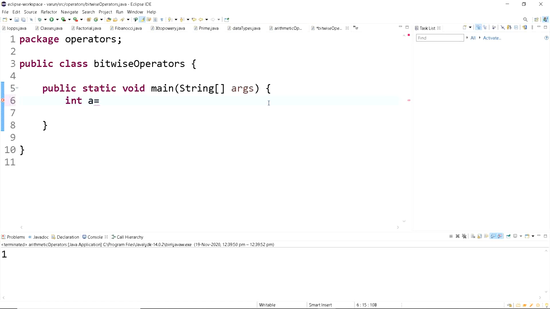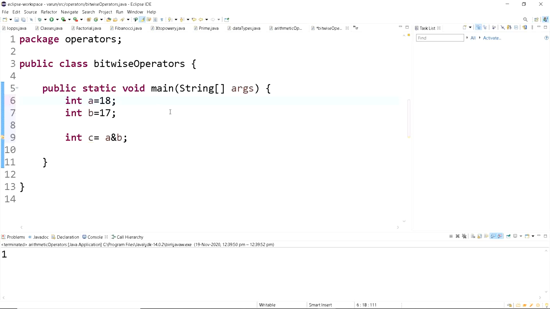Int a equals, for example, let's take 18. Int b equals 17. Now what we're going to do is use the AND operator. AND is the ampersand symbol: a ampersand b. So let us see how this works first.